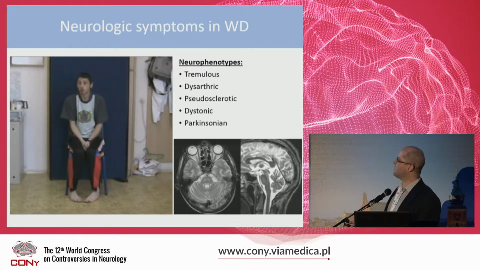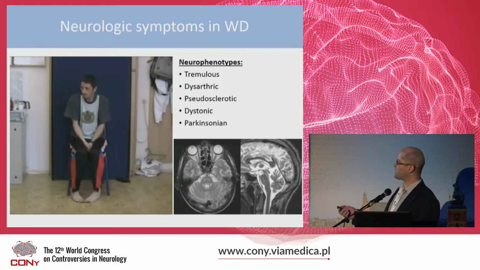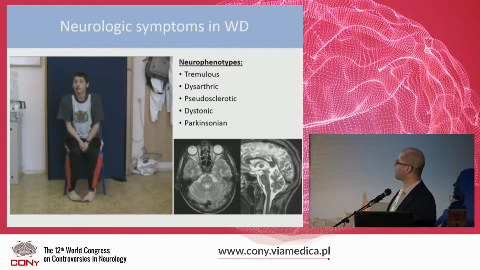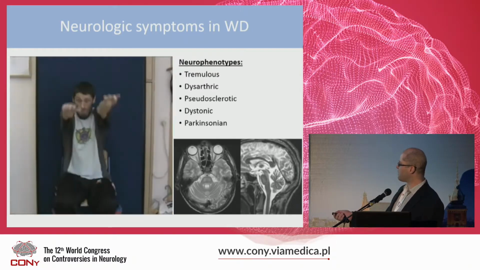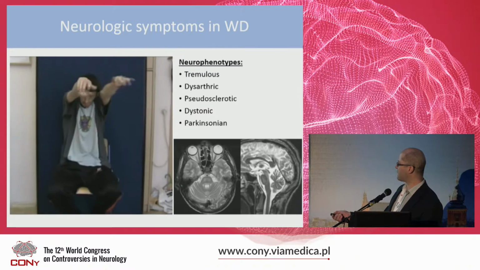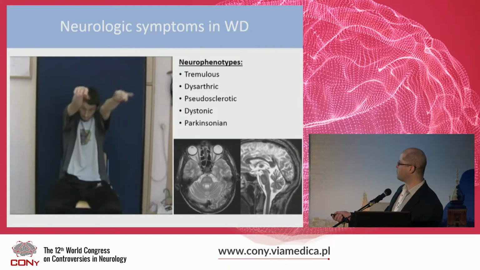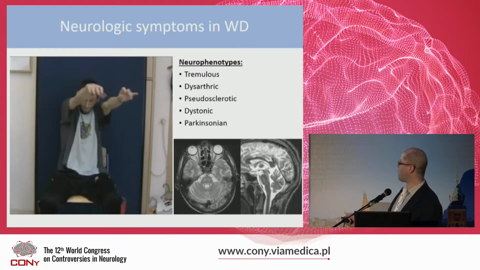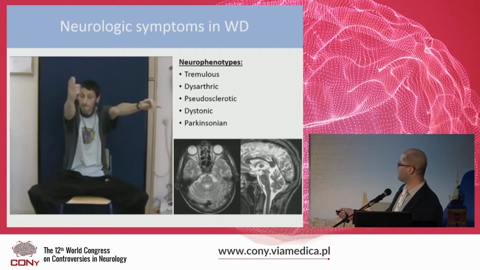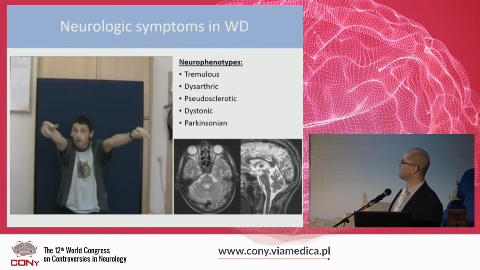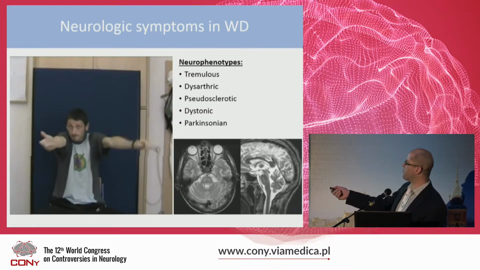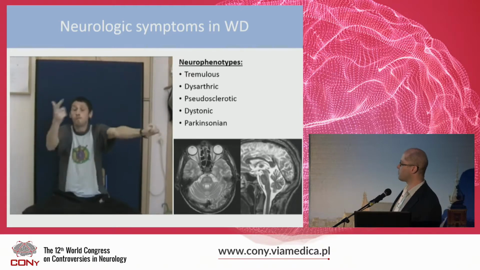Okay, this is another patient with a prominent resting and action tremor, and his basal ganglia were pretty normal, but you could see this very specific T2 hyperintensities in the dorsal mesencephalon and pons, and you see that these hyperintensities spread along the dorsal rim of the brainstem. So these patients would pretty much fit into the pseudosclerotic type.